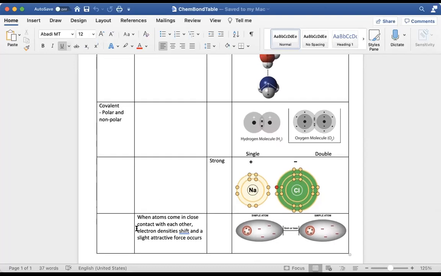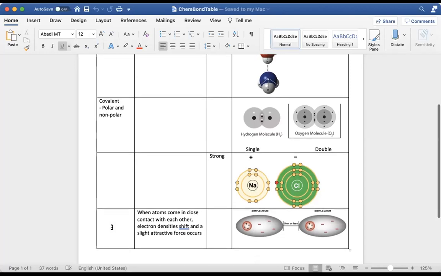And then what's this last one where you have this shift in electron densities where you have this slight attraction every once in a while? What's this last type of bond down here? It's a weird name. Van der Waals. Yeah, van der Waals. Thanks, Grace. So van der Waals forces, that's the last row here.